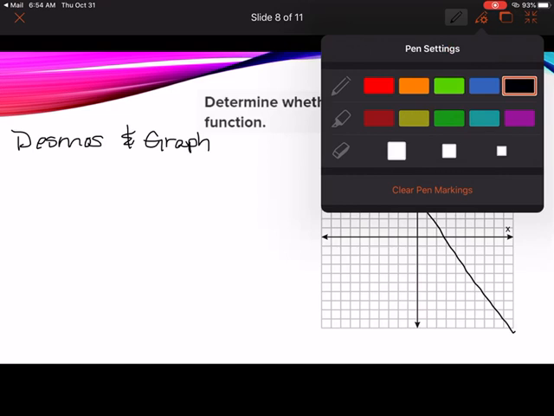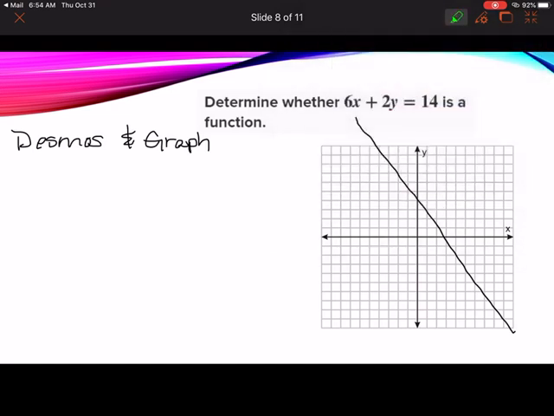Now I'm going to do my vertical line test. I'm just going to be able to draw vertical lines anywhere on this graph, and it only seems to hit the graph once with each line. So that means, yes, it is a function.